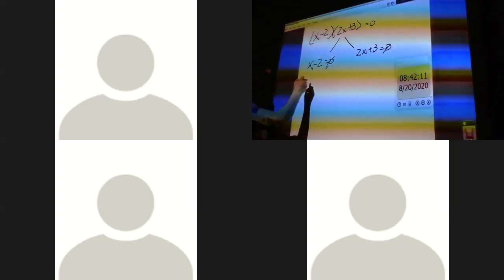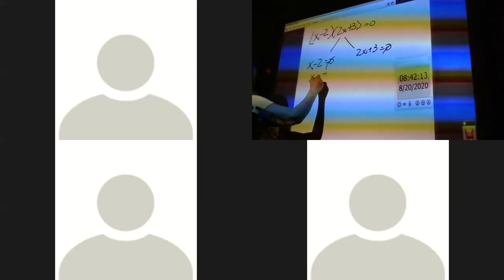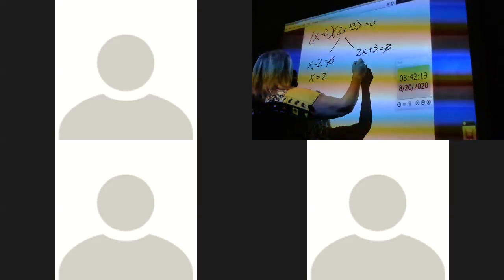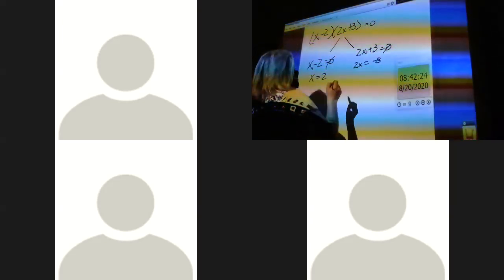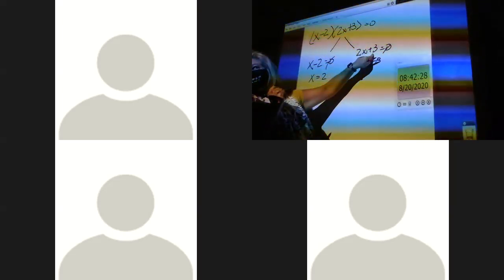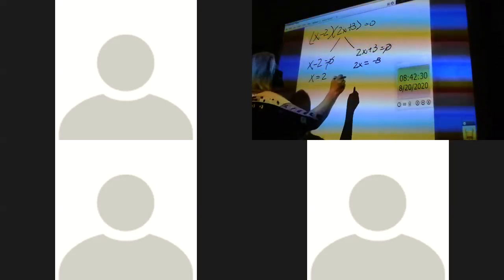Wait, why don't we just do plus 2? What's this one? Oh wait, it'd be 2x equals negative 3. Why are you putting negative 3? Because you have to subtract that. Plus 3. Oh yeah.